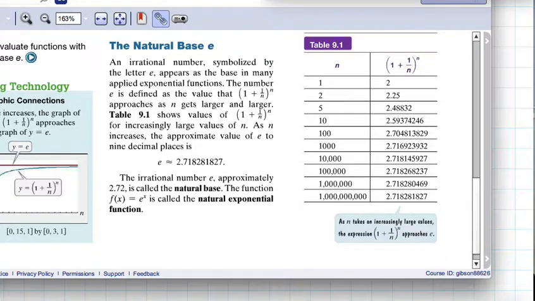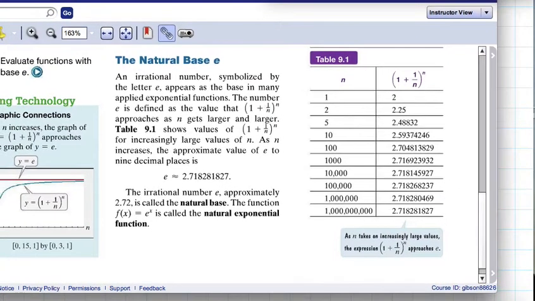Now I want to show you this in the book. It kind of talks about where E comes from or what it is. If you look at this, this is on page 667, table 9.1. It shows n, plugging in numbers into this thing, 1 plus 1 over n to the n power. If I plug in 1, I get 2. When I plug in 2, I get 2.25.